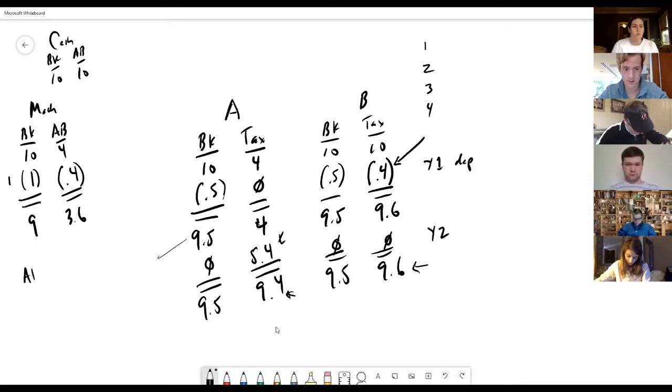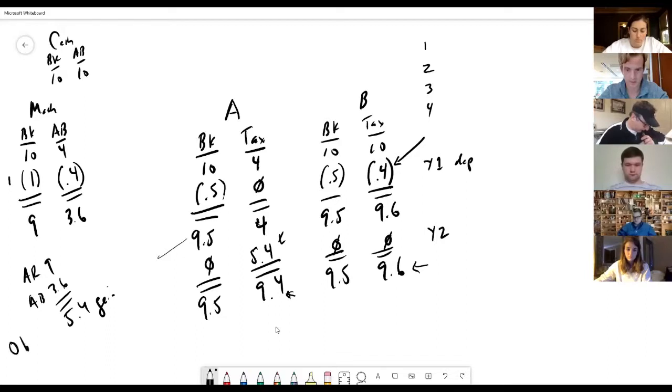We have the amount realized is 9. We're selling it for 9. Our tax basis is 3.6. So that's the 5.4 of gain. So we had 0 of book gain and 5.4 of tax gain. So step 4 is what tells you that. Does that make sense?